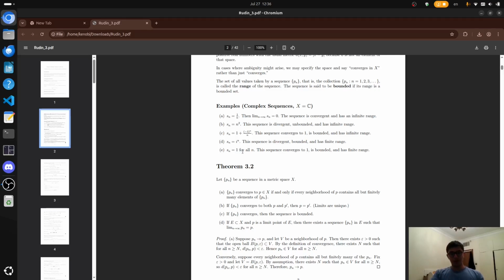S of n equals 1 for all n. This sequence converges to 1, obviously. It is bounded and has finite range.